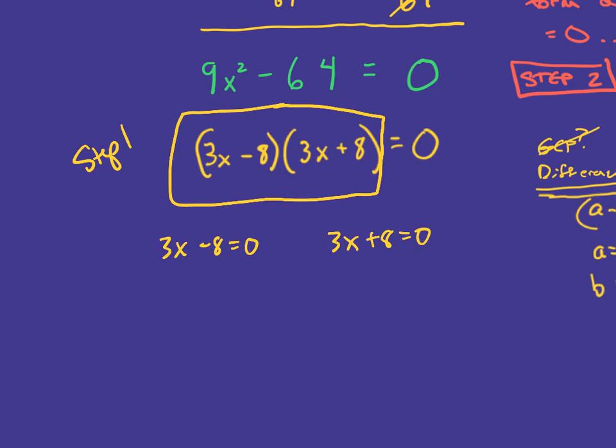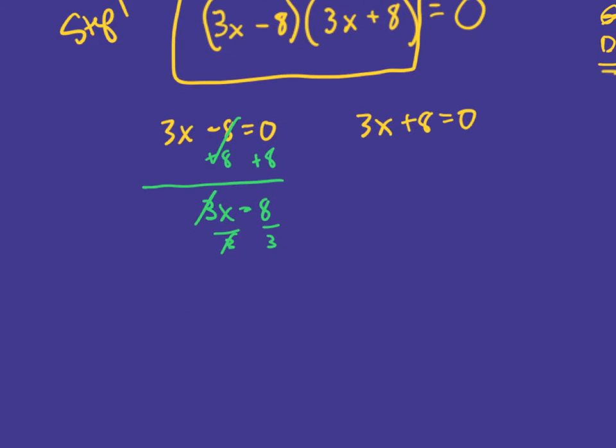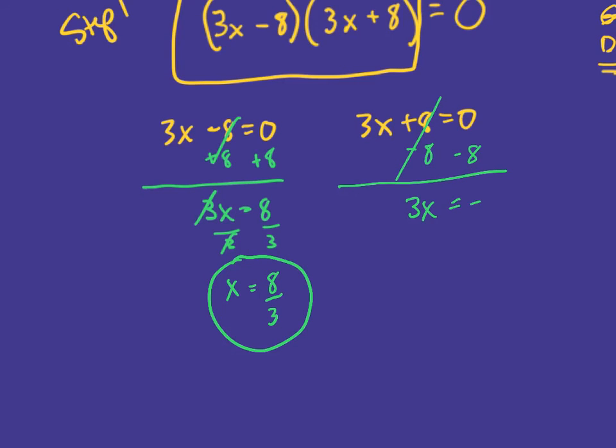3x minus 8 equals 0, or 3x plus 8 equals 0. Add 8. Divide by 3. Subtract 8 on the right. 8 minus 8 is 0, so we've got 3x equals negative 8, and then divide by 3. X equals negative 8 thirds.